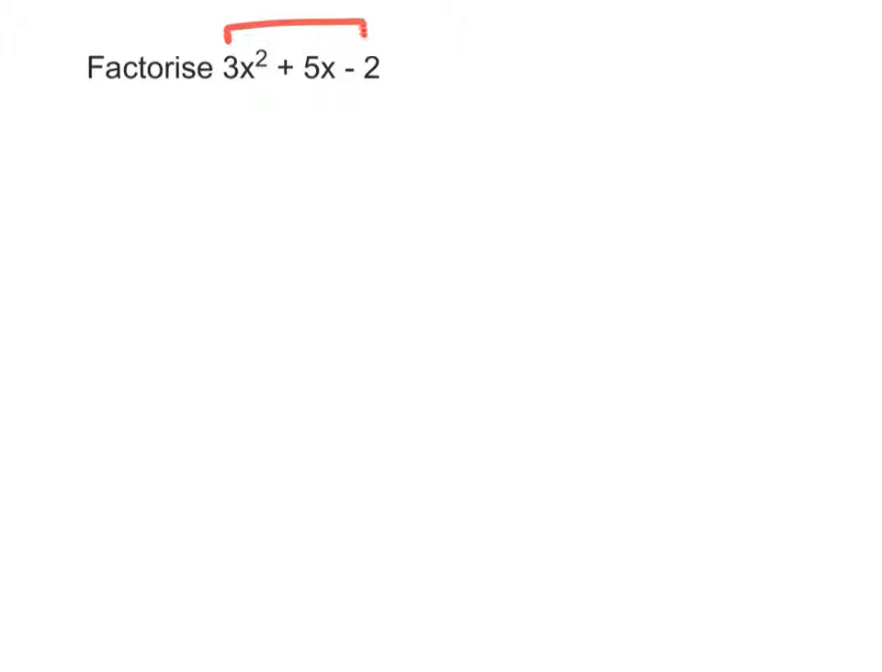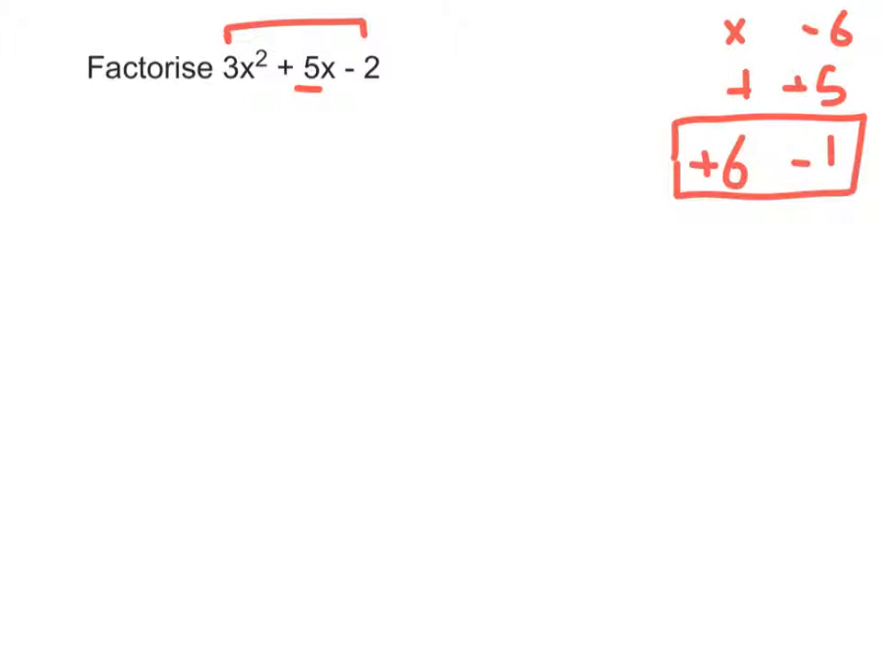What you do, if you times them together, you want a number that times together to get minus 6, 3 times minus 2, but add together to get the 5. So two numbers that times together to get minus 6, but add together to get 5 would be positive 6 and negative 1. So they're my numbers I'm going to use. So what I do is, I write the expression again, but instead of 5x in the middle, I'm going to use the plus 6 and the minus 1. So that's plus 6x and minus 1x. And the minus 2 still on the end.